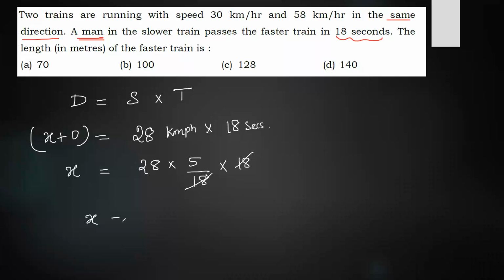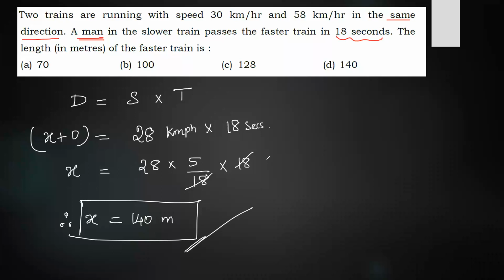Speed here, the direction is same, so subtract it. You will get 28 km per hour. Time is 18 seconds. So x equals 28 into 5 by 18. I have converted kilometer per hour to meter per second. Just divide it, so you will get 140. The answer is 140 meter. Yes, Anji, good.